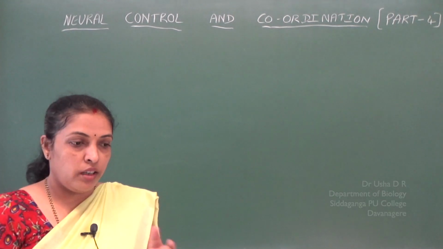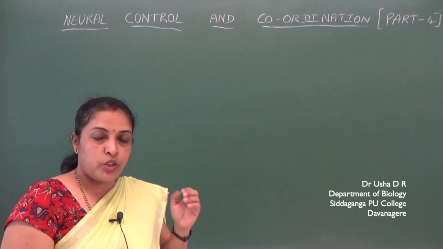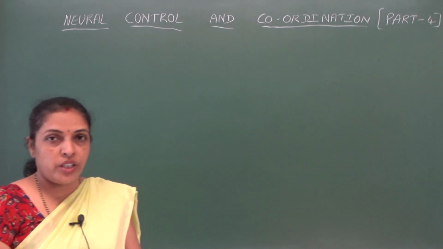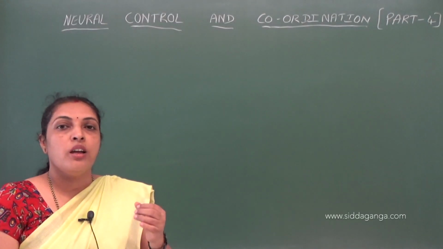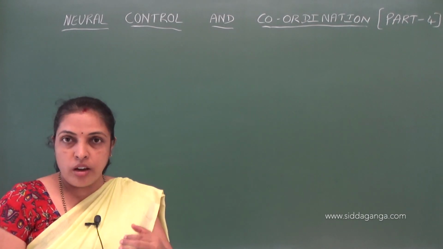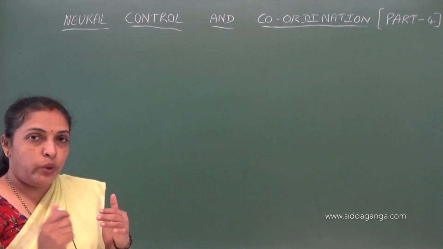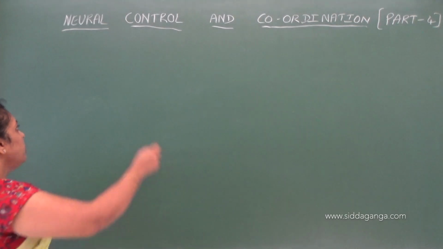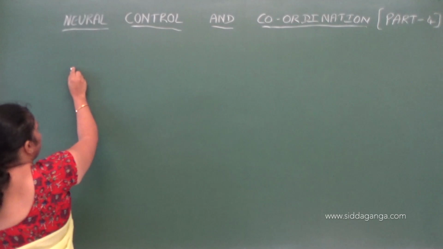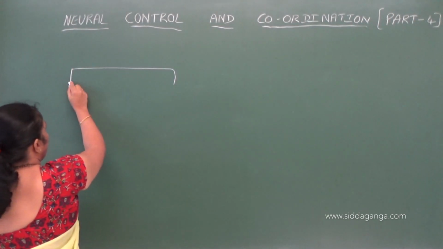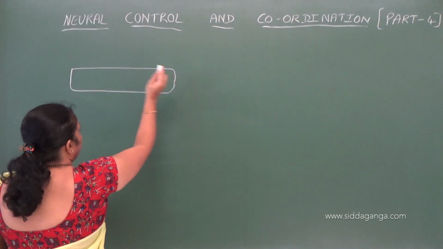Namaste children. So let us continue with this topic, neural control and coordination. In our previous class we discussed generation and conduction of nerve impulse. Just we'll glance once again. So in the generation and conduction of nerve impulse, this comes for 5 marks.